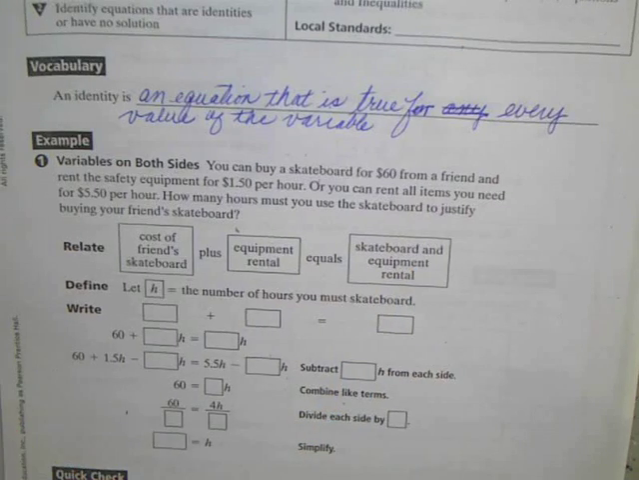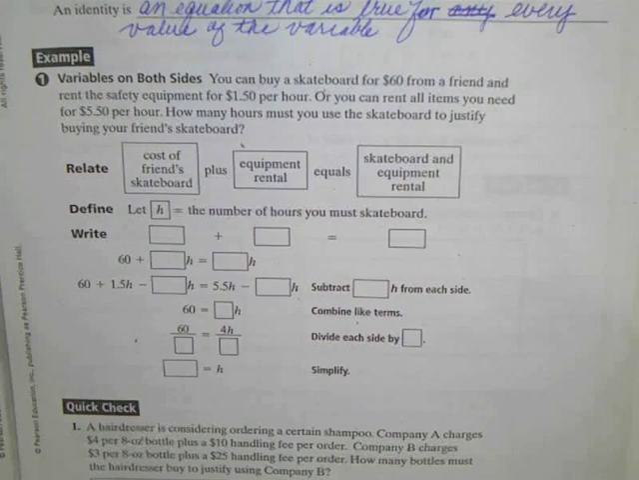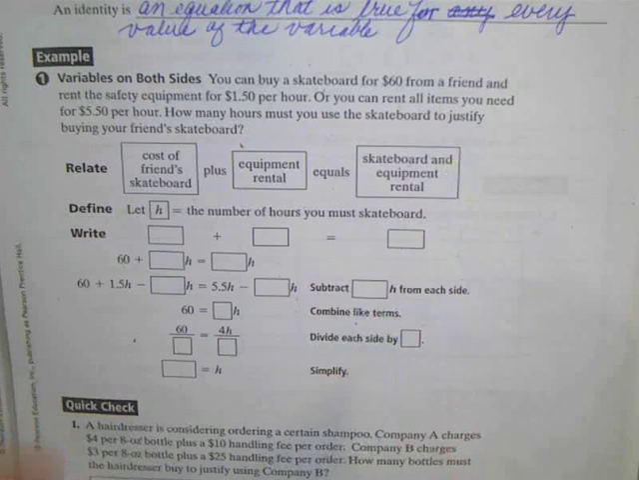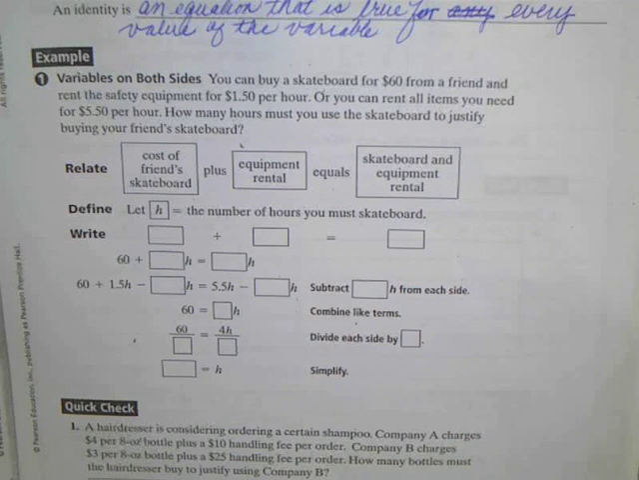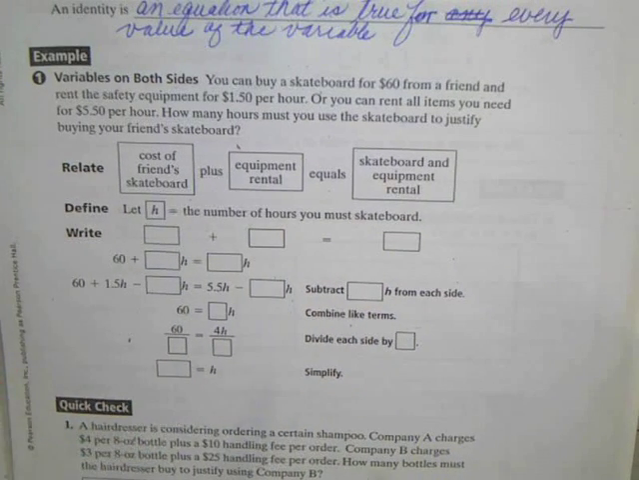So you set those values equal to each other, because beyond that point, any more time that you spend, it's going to be more cost efficient to actually purchase the skateboard. So the friend's skateboard plus the rental equipment is equal to renting both the skateboard and the rental equipment. Okay, so H is the number of hours you must skateboard.